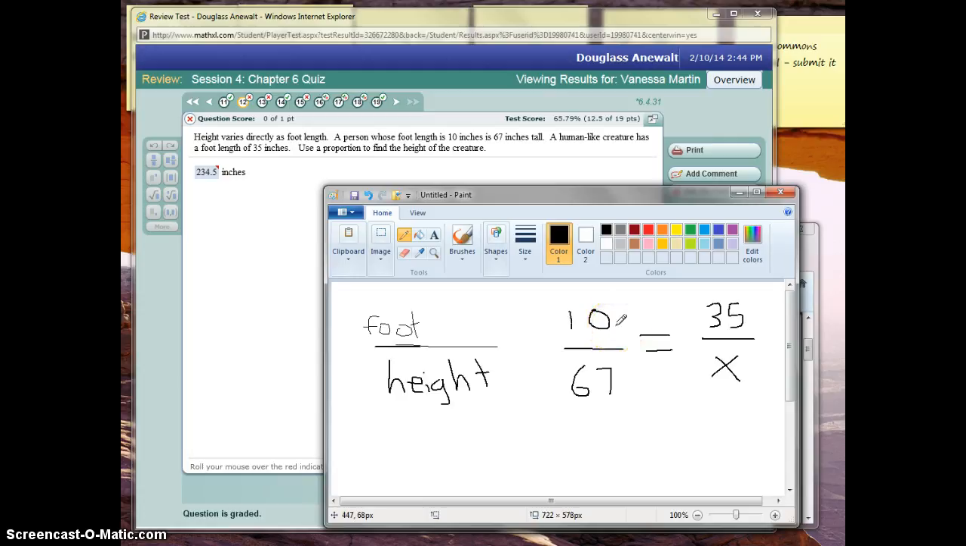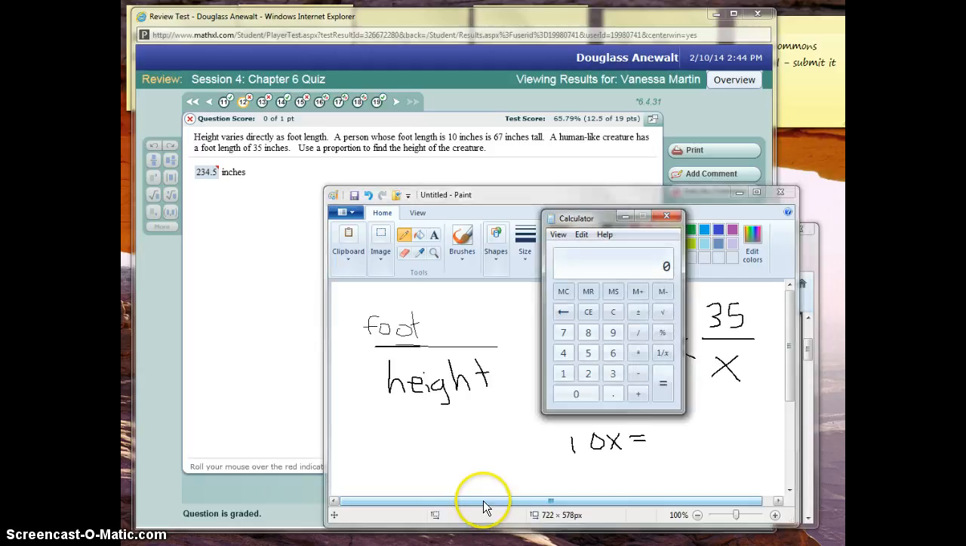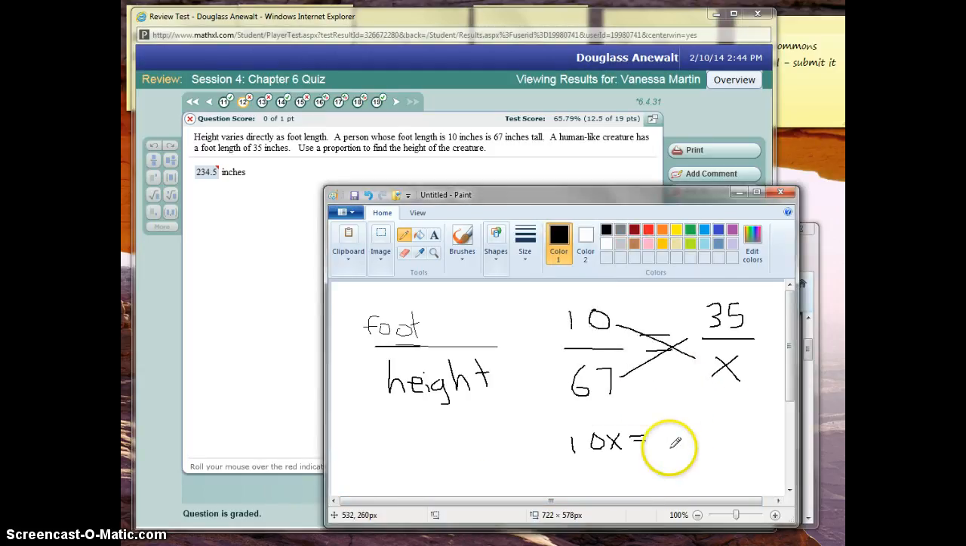So 10 times x gives you 10x, and that cross multiplication will be equal to 35 times 67. What is 35 times 67? 2,345. So to figure out what x is, now you divide both sides by 10, which basically will move the decimal point over one spot. 234.5 is how tall that creature would be in inches.